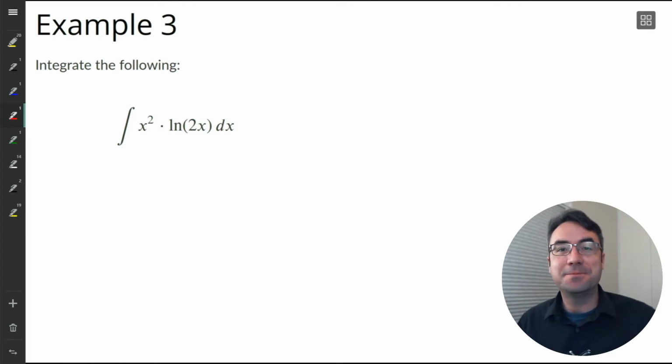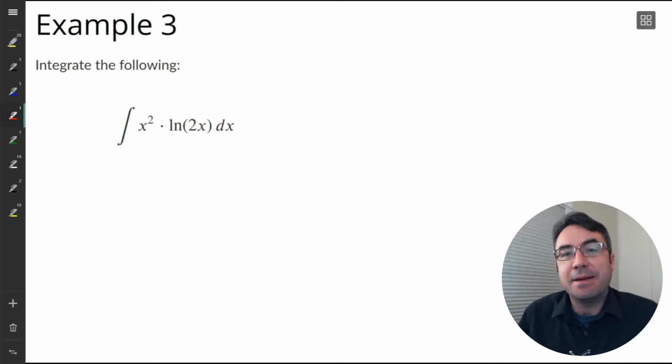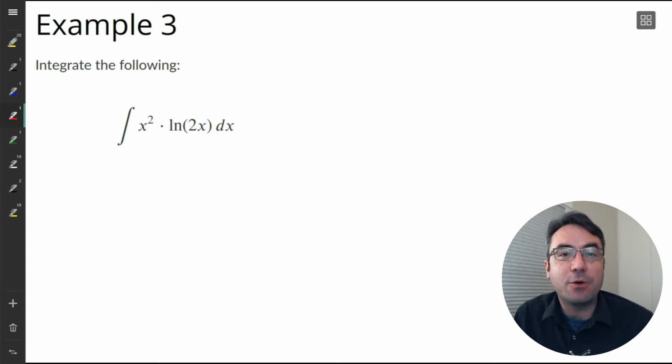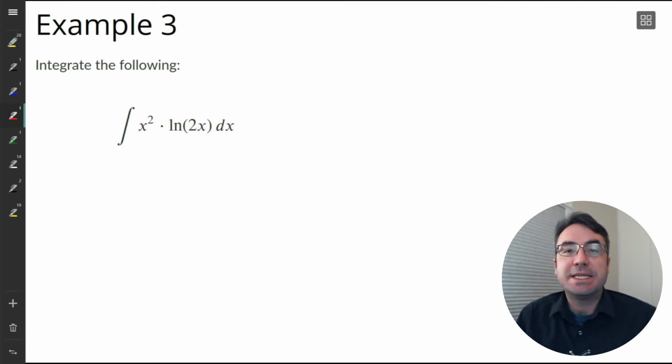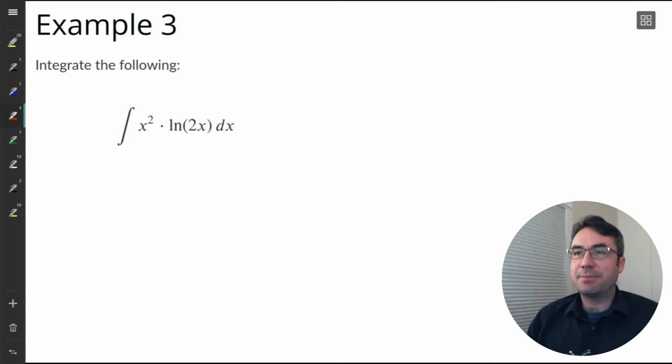All right, welcome everyone. Today we're going to continue talking about integration by parts, specifically for indefinite integrals. And we're actually going to see some more complicated examples where we might have to do integration by parts twice. We might have to get a little creative in how we view our function or our integral. But to get us going here, we're going to look at example 3.